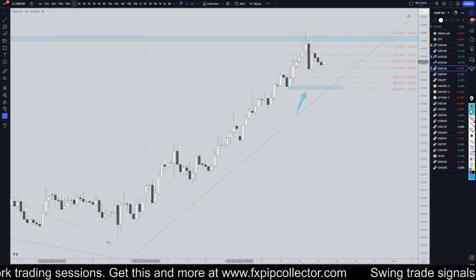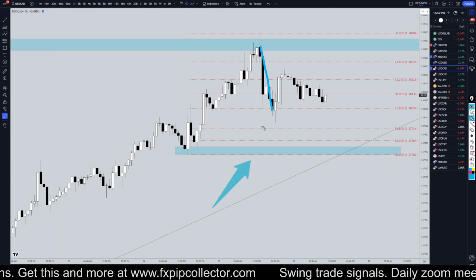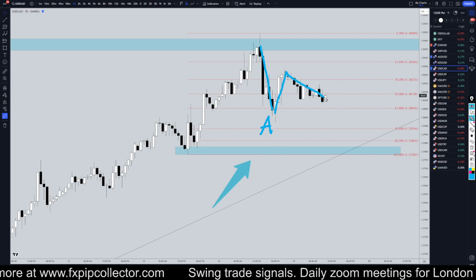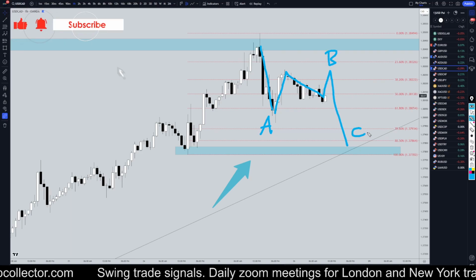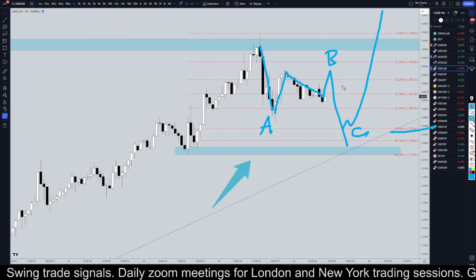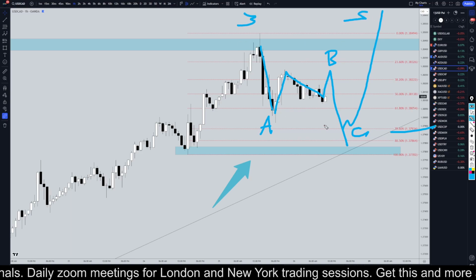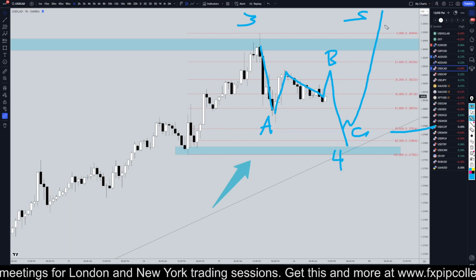Let's take it down to the 1 hour time frame. On the 1 hour time frame, it definitely looks like impulsive down, probably likely a wave A. This looks like impulsive up and corrective down, so it may actually go up and then down like that to complete a wave B, and then down for a wave C. Maybe go down to the 78% and then continue back up for the wave 5. So this would be a wave 3, this would be an ABC of 4, then it would probably go back up for a wave 5.